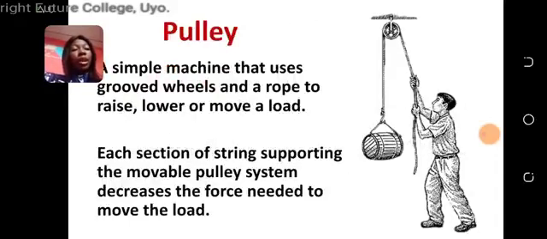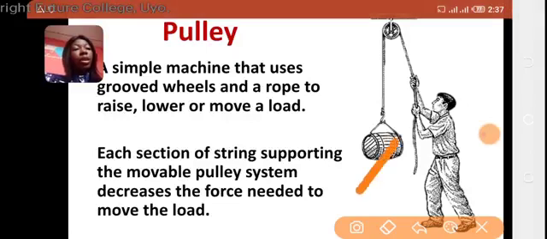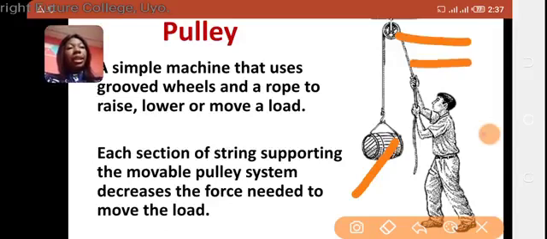This is what we are talking about. You can see the load here. This is the grooved wheel, and this is the rope. Are you following? That is what I want you to know.